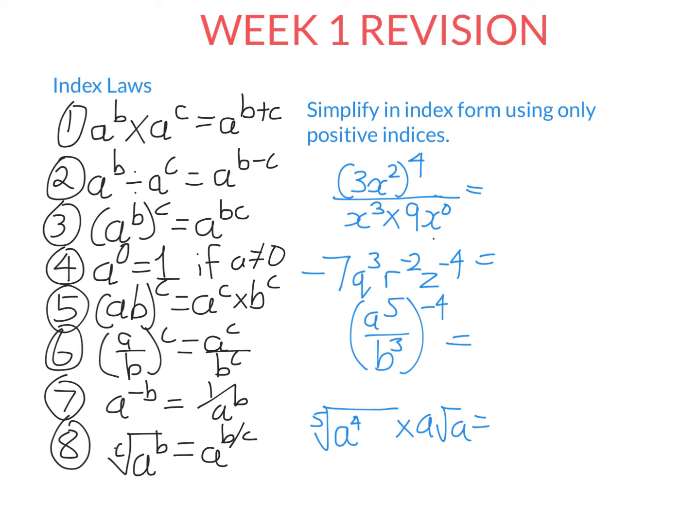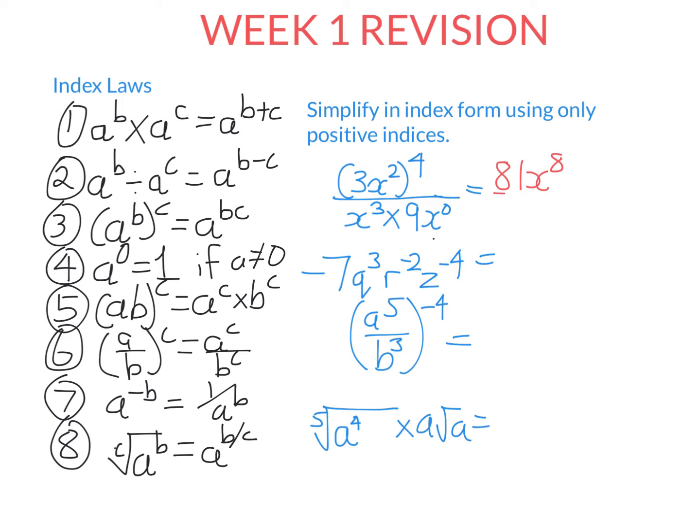So the first common mistake I see is when people are expanding brackets with indices, they forget to raise both things to that power. So to do this expression on top, I go 3 to the power of 4, and then x squared to the power of 4. I keep the same base and multiply the powers. That's how you do a power to a power.